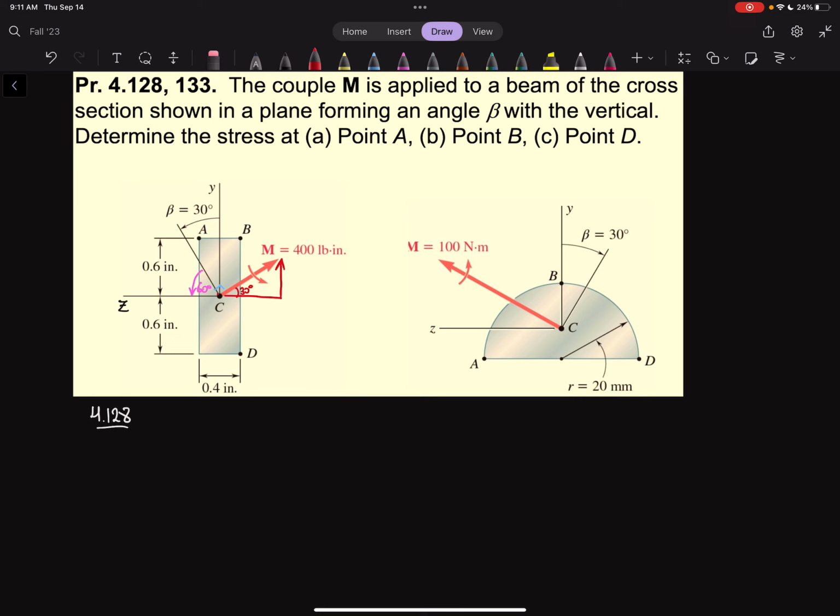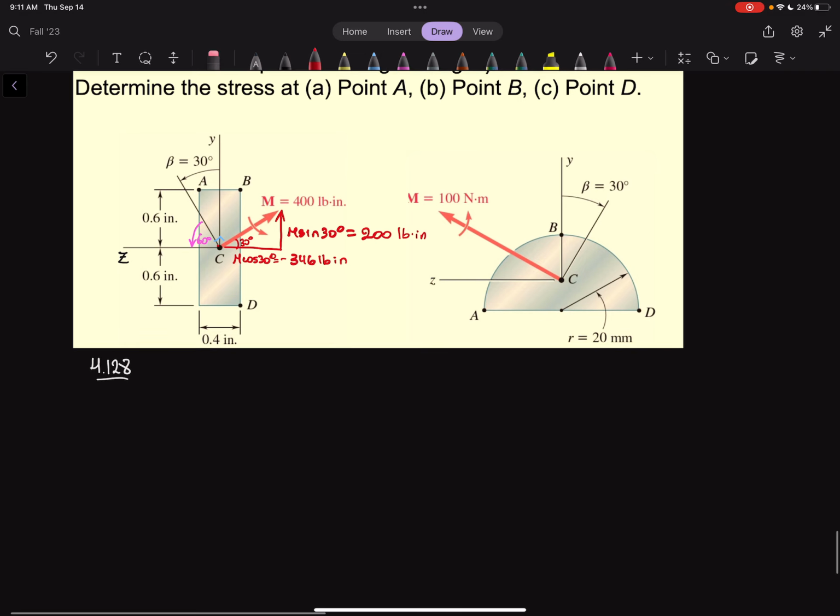When we decompose this, it's going to be M cosine of 30 degrees, which is 200 times the square root of 3, which is 346. So we'll say 346 pound-inches, but it's going to be negative because the z is positive in this direction. We're going to do the same with the other one: M sine of 30 degrees, which is a half, so we get 200 pound-inches. All right, so we decomposed the vectors.